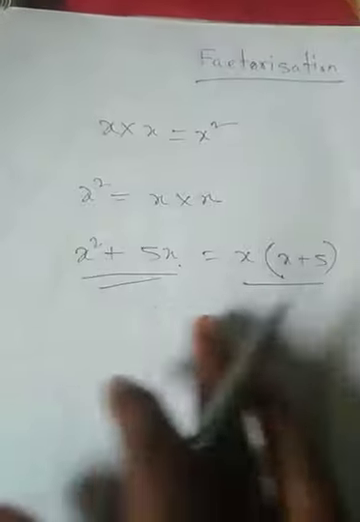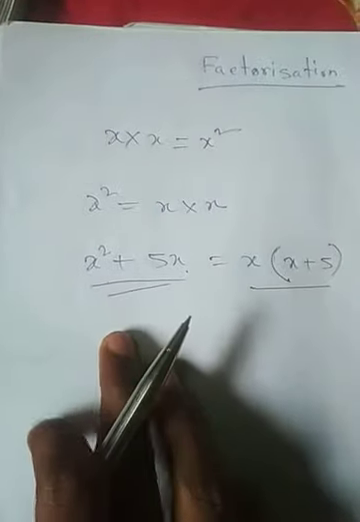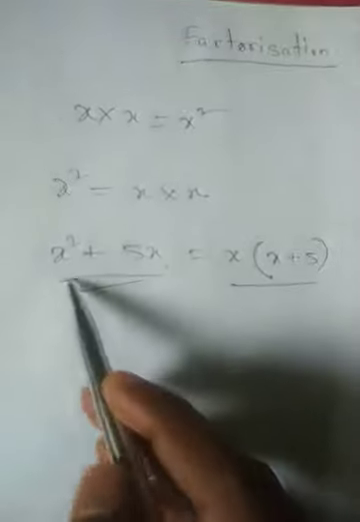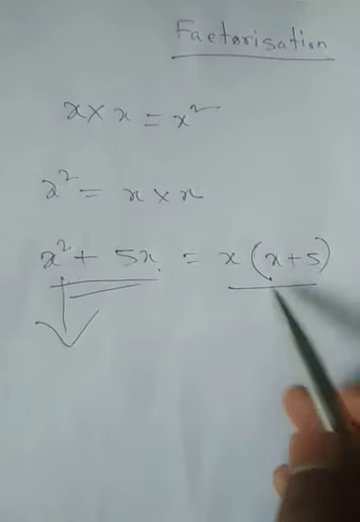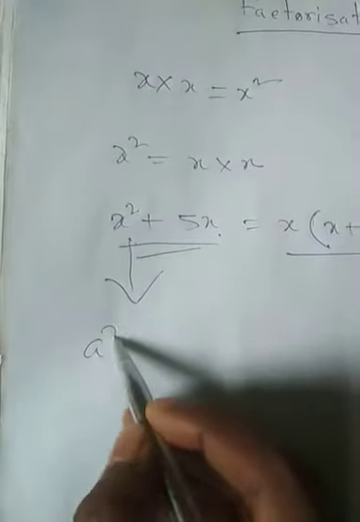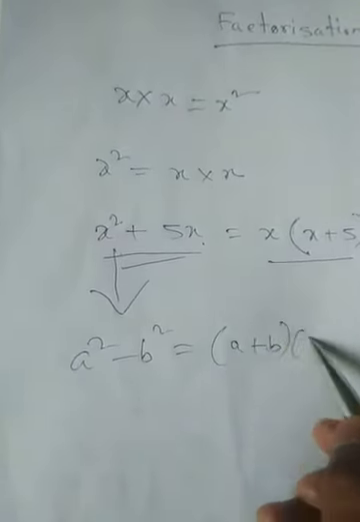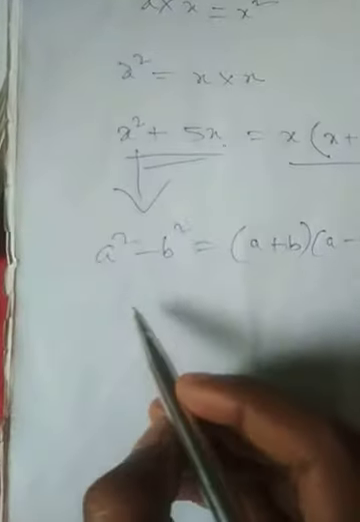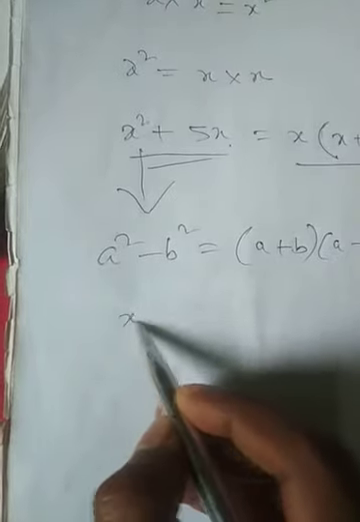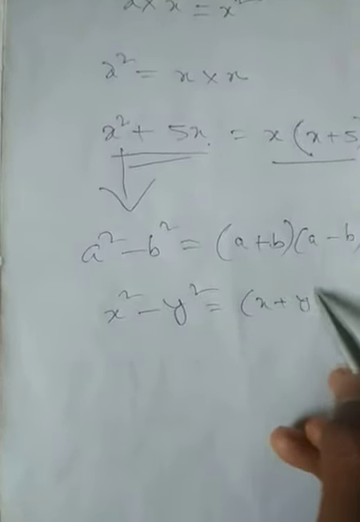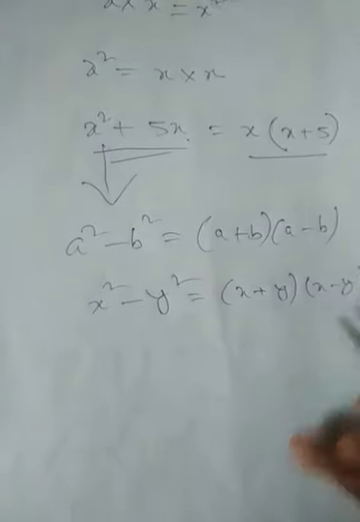You can factorize the given expression in many processes. One process I have shown, taking common. There is another process, you can use the formula like a square minus b square equal to a plus b into a minus b. That means if there is an expression like x square minus y square, you can write x plus y into x minus y.